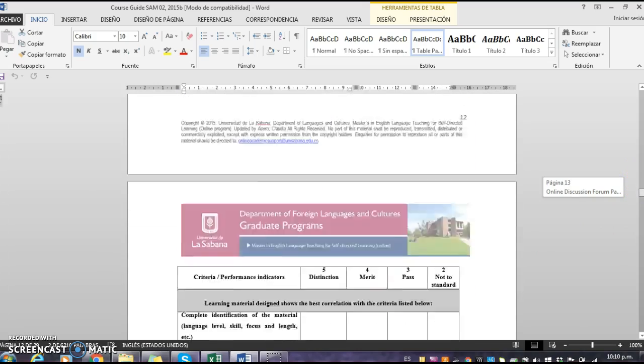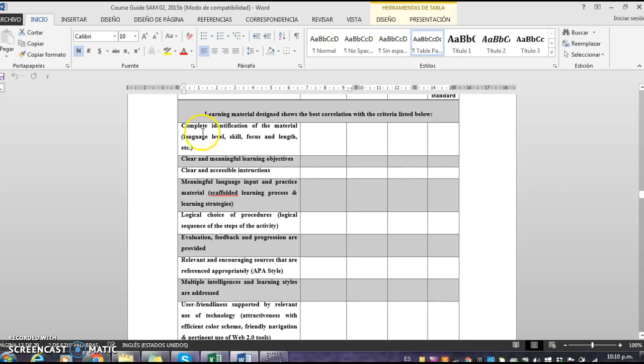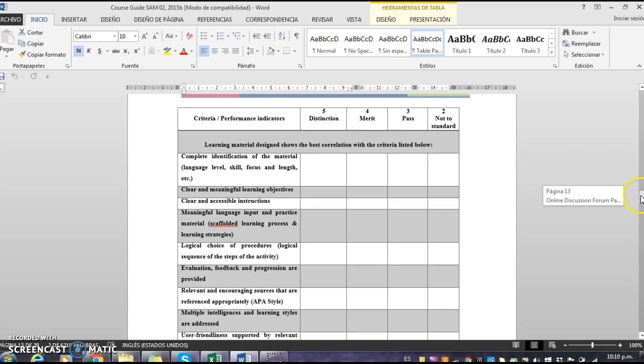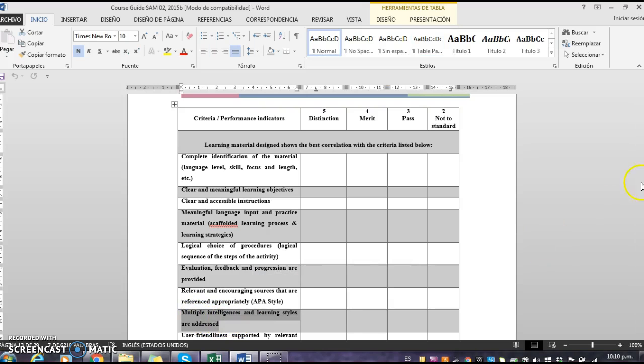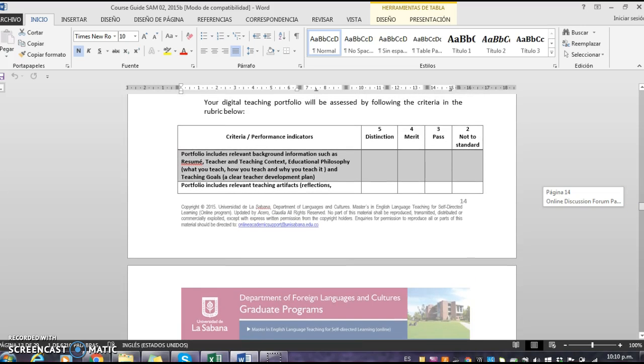In the other rubric, the one that I have here to evaluate self-access learning materials, there were like 10 different issues that were considered: a complete identification of the material, clear and meaningful learning objectives, clear and accessible instructions, a scaffolded learning process and language input, logical choice, providing students with evaluation, feedback, and progression opportunities, citation according to APA style, addressing multiple intelligences, good evidence that you are actually using Web 2.0 tools, and language and mechanics.